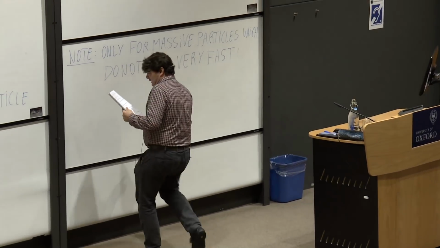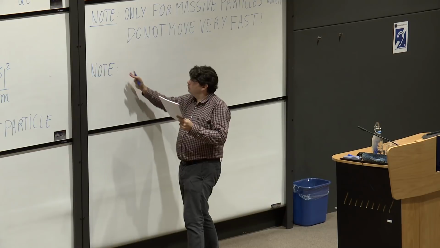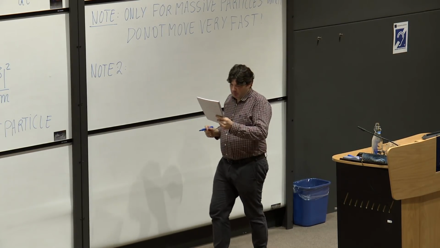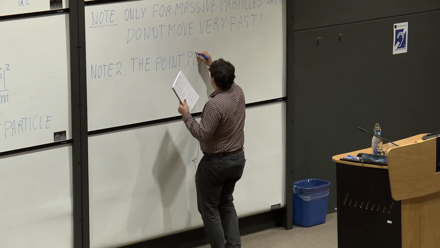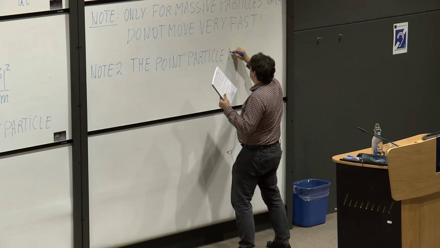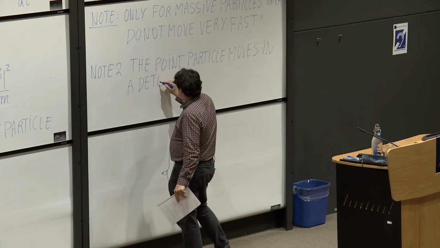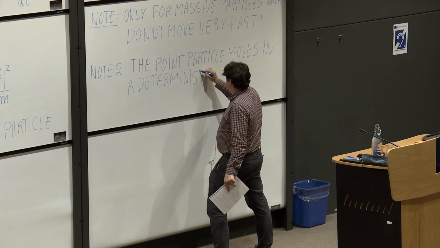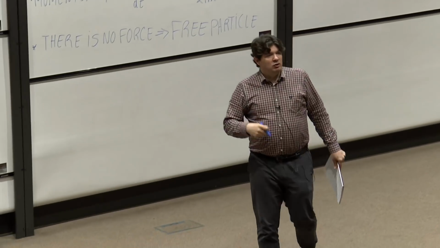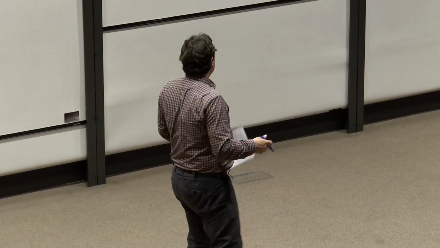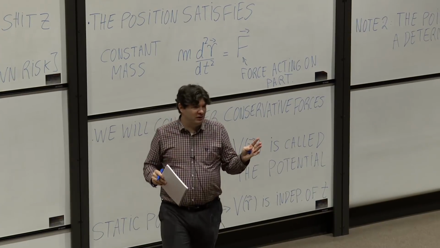The second note, and it is more important for what we are going to say next, is that the point particle moves in a deterministic way. In other words, if you have a particle, you know the location and the velocity of the particle at some point, you could just take mathematics. If you know the force, you could compute what the trajectory of the particle is, okay?